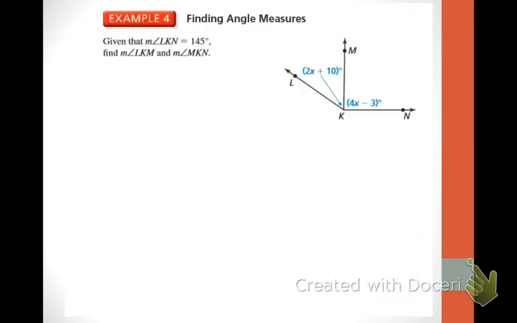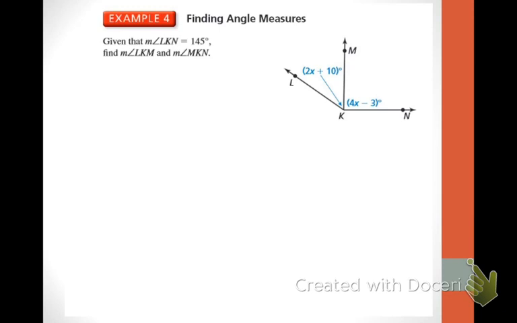All right, so here's what we're going to be doing. You're going to see these on your test and your quiz, and I'm going to tell you the number one thing that people get wrong is that they don't read the directions. Okay, so who can read the directions for us? Go ahead. Yes, sir. Given that the measure of angle LKM equals 145 degrees, find the measure of LKM and MKM. Good.